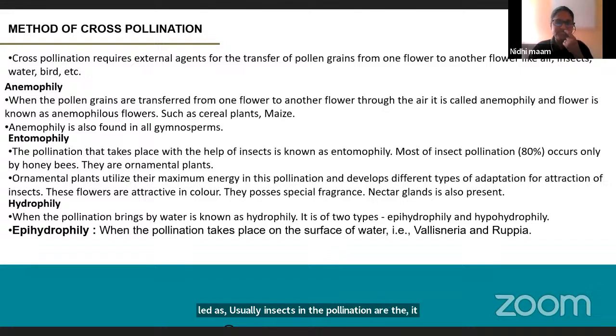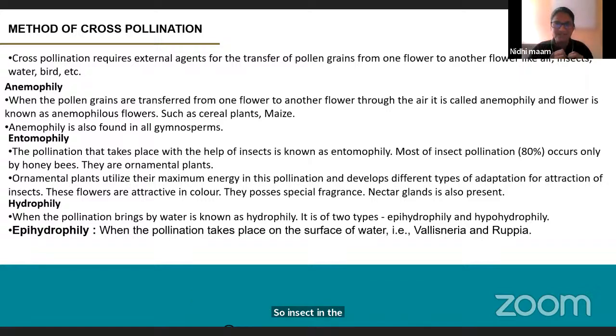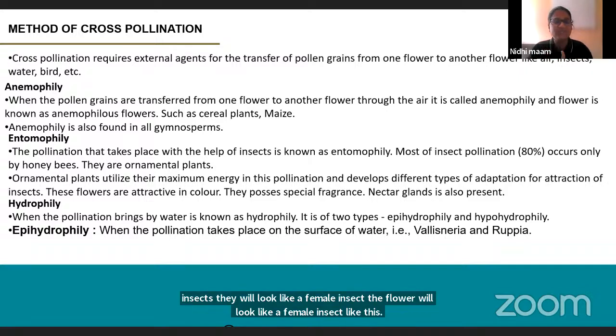Most of the insect pollination will be by honeybees. Most of the entomophily happens by honeybees. They are ornamental plants. Ornamental plants utilize their maximum energy in this pollination and develop different types of adaptation. For insect pollination to happen, the flower should attract the insect. To attract them they will have colorful petals or they will mimic. For example, to attract the male insects they will look like a female insect. The flower will look like a female insect. Like this the adaptations will be there in the flowers.